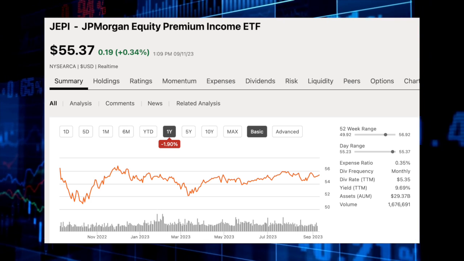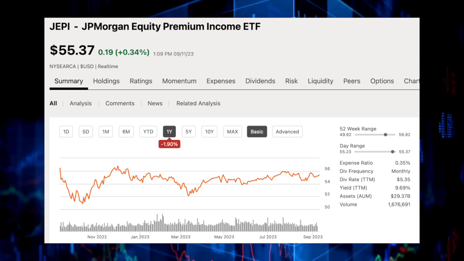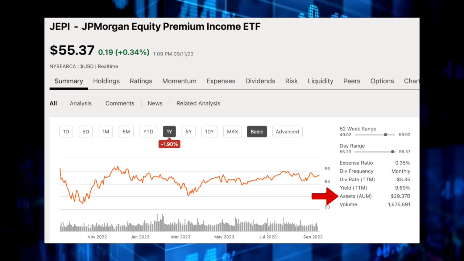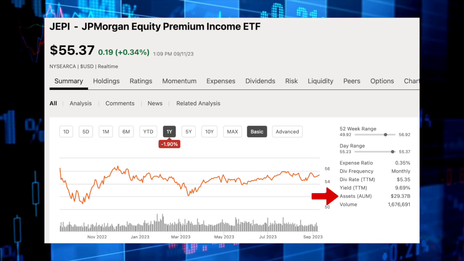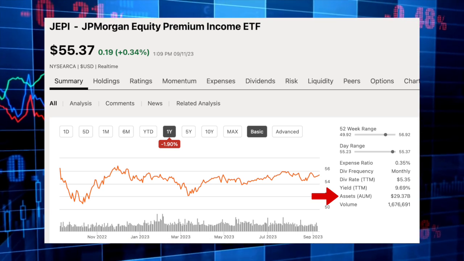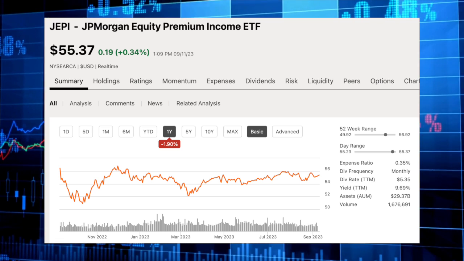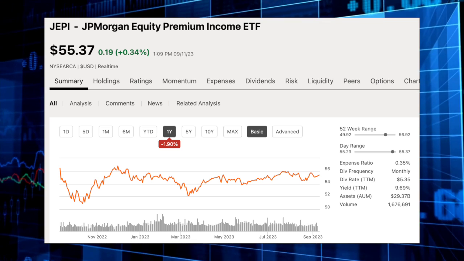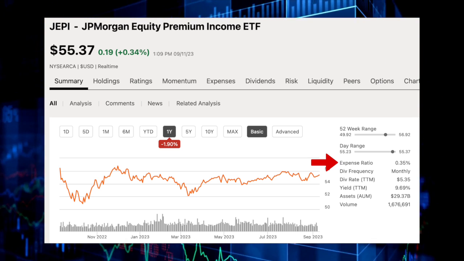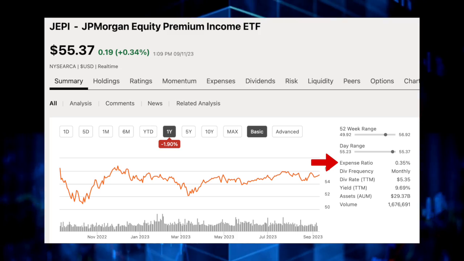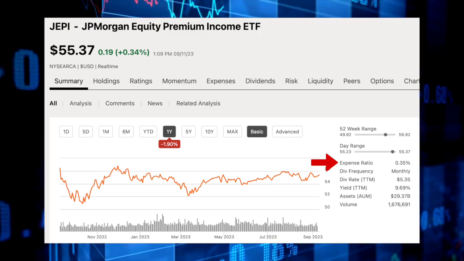Over the past 12 months, the ETF is down 2%. JEPI has $29 billion in assets under management, which has increased quickly due to its popularity, having only been around for 3 years. Given that the ETF is actively managed with all the options that go on, JEPI does have a much higher expense ratio of 0.35%. So that should be taken into account before investing.